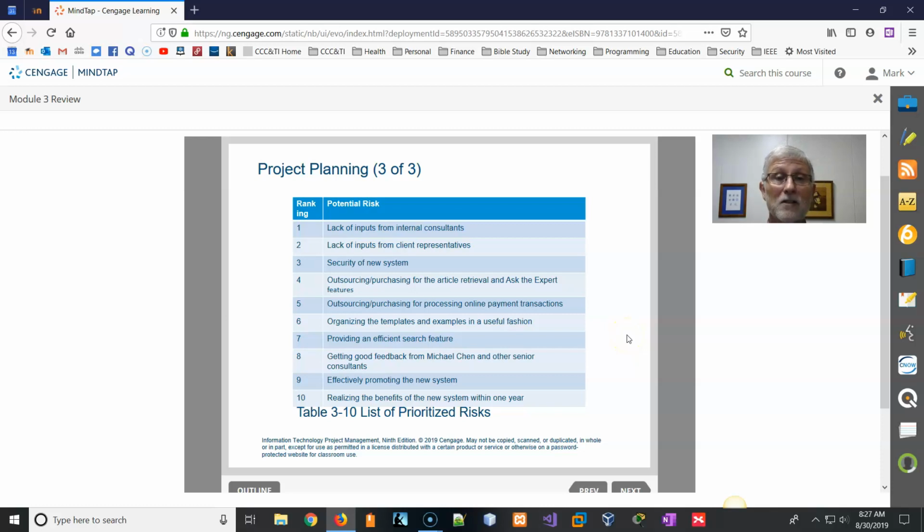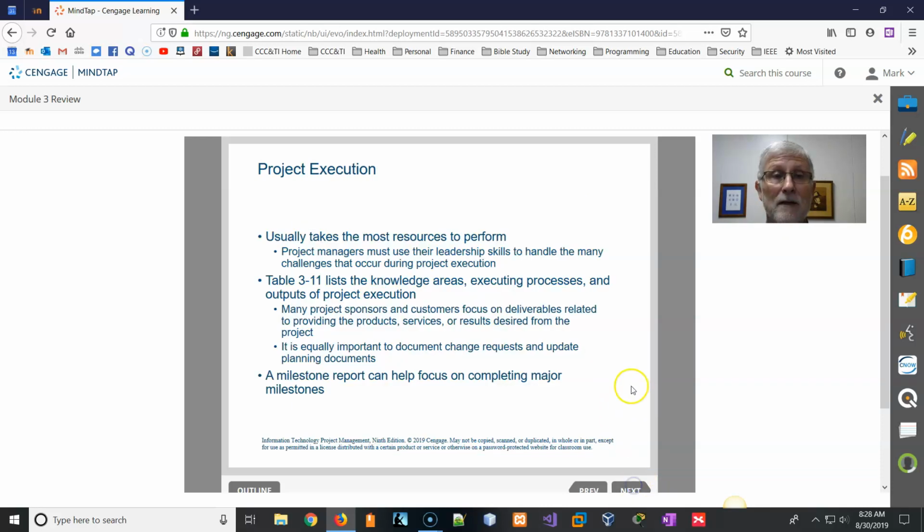Now, one of the things you want to make sure you do is identify the risks. Because if you don't have all the risks on the table, it's easy to make some assumptions and not do things correctly. Whether it's lack of inputs from internal or external clients, a new system, something that's never been done before, not enough money, international customers, whatever the case may be, you need to make sure as a project team in this project planning phase that everybody understands what risks are involved.